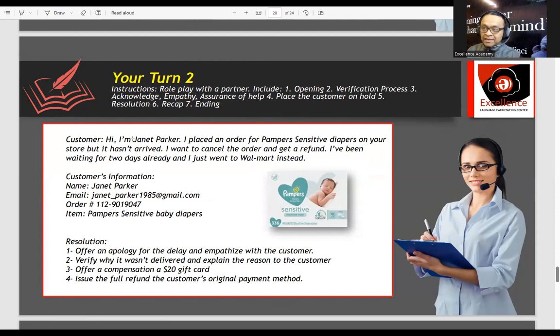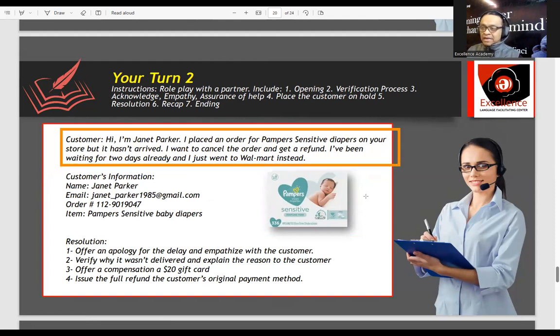So in the role play, you'll have the customer, you talk about her concern. For example, hi, I'm Janet Parker. I placed an order for Pampers sensitive diapers on your store, but it hasn't arrived. I want to cancel the order and get a refund. I've been waiting for 2 days already, and I just went to Walmart instead. Oh my goodness. So you can see that she's concerned about that.